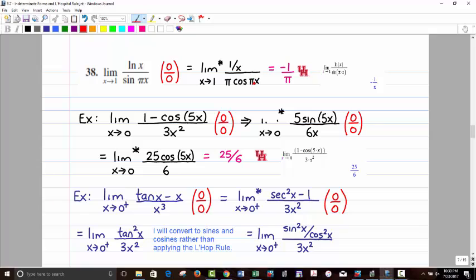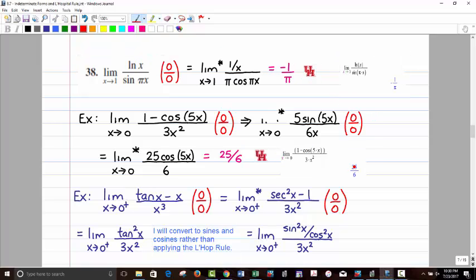Now you insert the 1. You get 1 over 1. Now you have cosine of pi right here, which makes negative 1. So in other words, 1 over negative pi is the same thing as negative 1 over pi. Same thing. And Maple says negative 1 over pi, so that's always good. Anytime we match Maple, that's always a good thing.